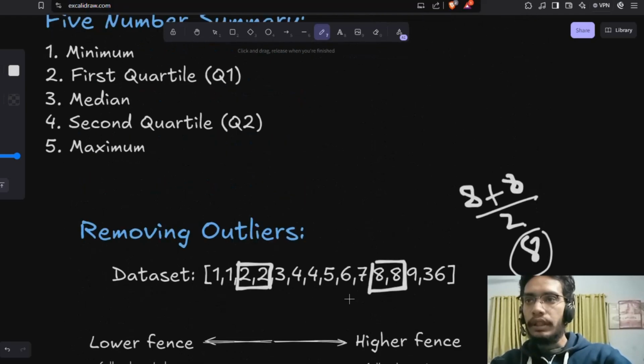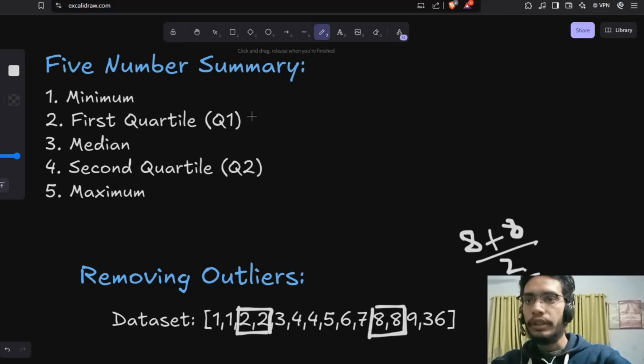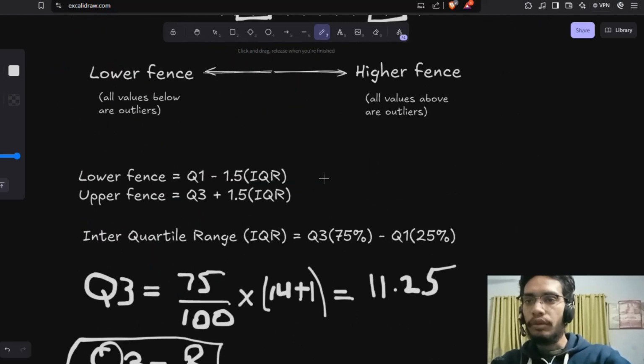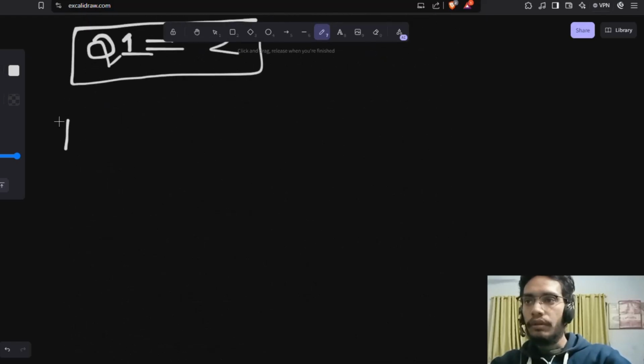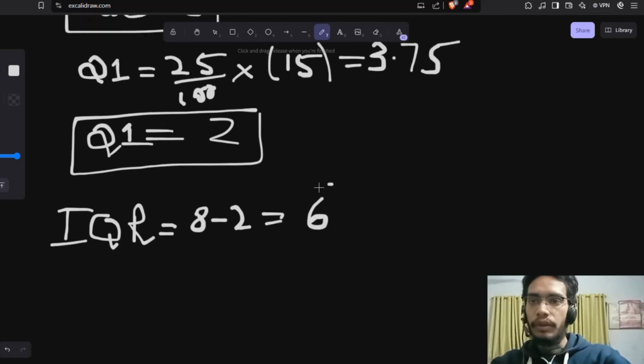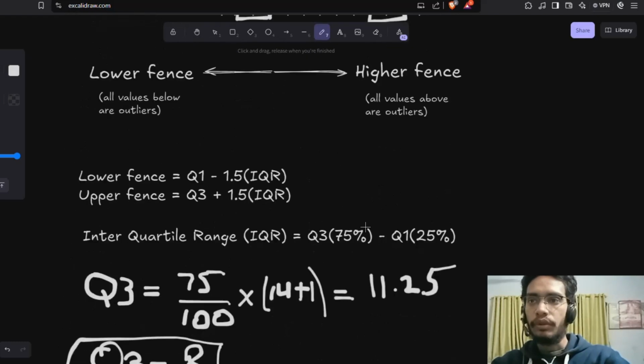Now, what do we have till now? We have calculated Q1, we have calculated Q2, and yeah, we have to calculate the lower fence and the upper fence. How are we going to calculate it? Q1 minus 1.5 IQR. First, we have to calculate the IQR. So our IQR is 6, right? Our IQR is 6.